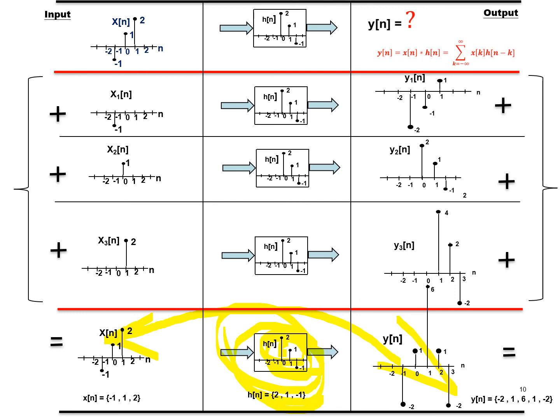See, when x of n is -1, 1 and 2, the output is -2, 1, 6, 1 and -2. Its length is more. Its length became more because of convolution. Input is only 3 samples. Output is 6 samples. What's the relationship between them? We'll see that next. Okay, now the same problem I'm going to solve by the matrix method.